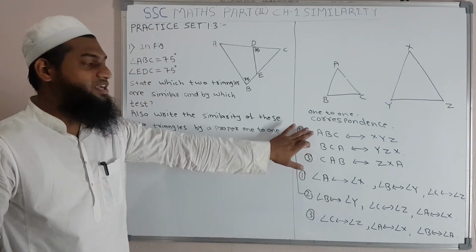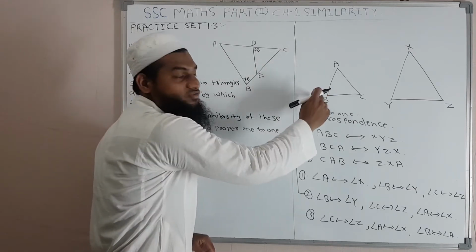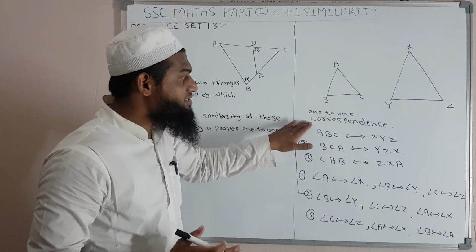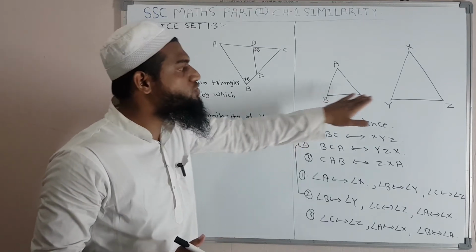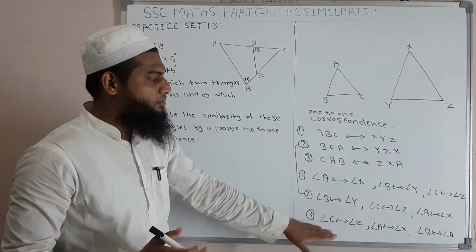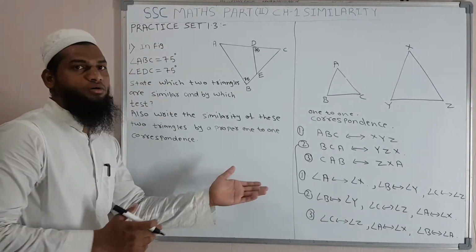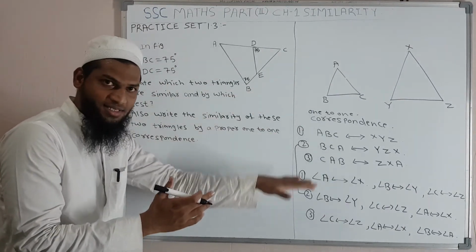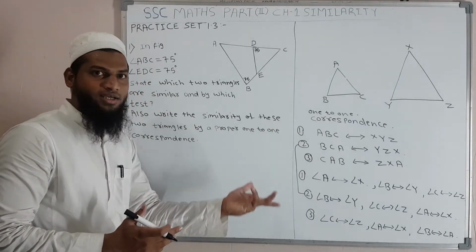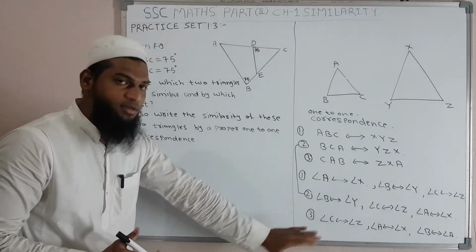If we change the sequence or order of the names, we can start from anywhere, but as correspondence we have to choose the same angles from the second triangle. You can watch this video by pausing, or by taking snapshots or screenshots. You can watch this video twice or thrice for clear understanding. This is all about the corresponding angles.